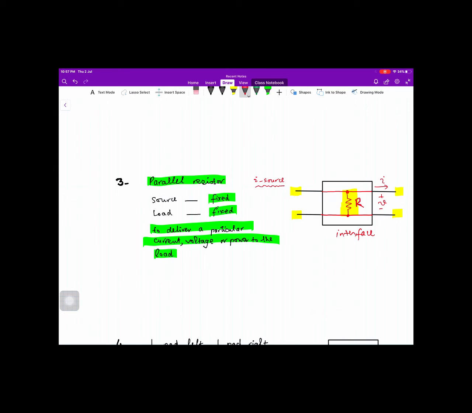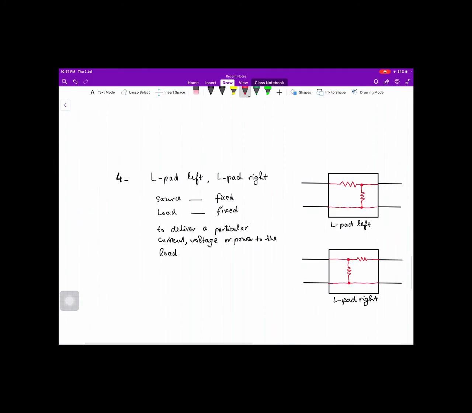Now our next interface type is known as L-pad left and L-pad right. We call it L-pad left when we have a resistance at the input side, and we call the other one L-pad right because there is a resistance at the output side. We'll be using labels in the following examples R1 and R2, and here R1 and R2.